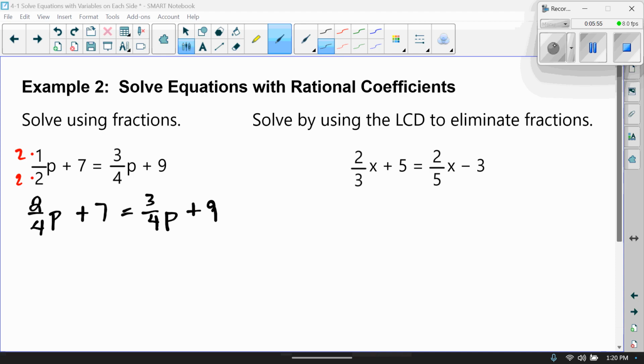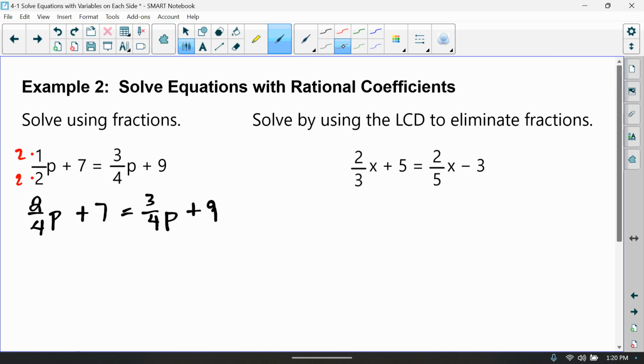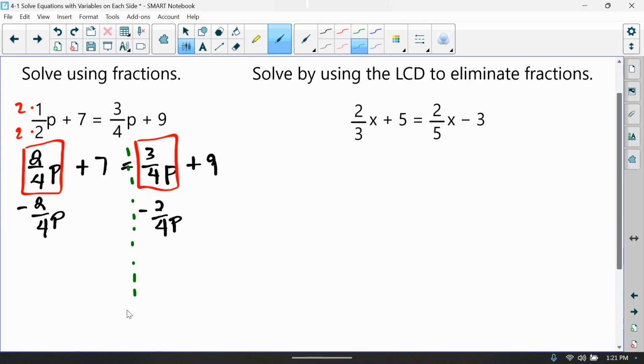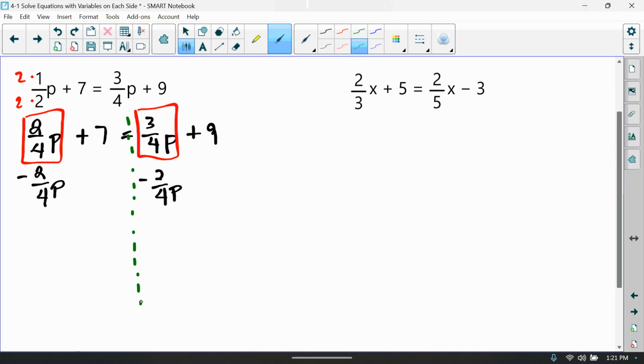Now again, I like to stay positive, okay? So which one do you think I'm going to try to get rid of? Right. I'm going to try to get rid of the 2/4. So I'm going to subtract 2/4 on both sides. 2/4 p minus 2/4 p. And also, let's put this dotted line down the middle so we know where our balance point is. Okay?